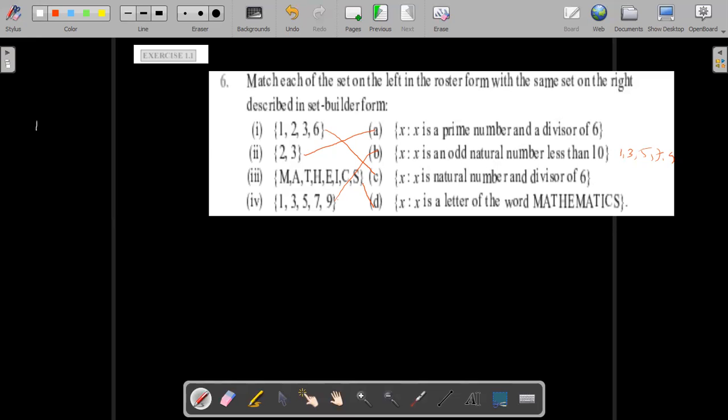You can write here like this. The answer of first is C. Answer of second is A. Answer of third is D. And fourth is B. So C, A, D, B. Fourth B, you have written fourth B. Fourth B correct. Third D. Second A. And first C.